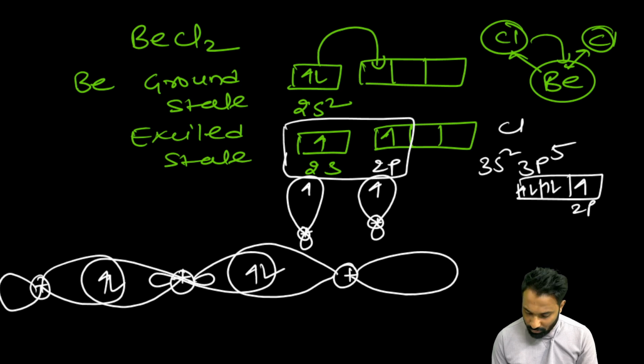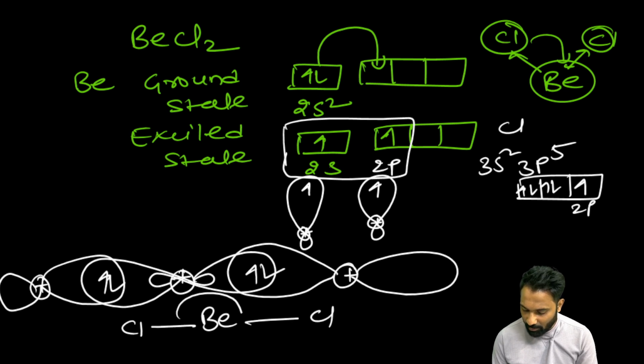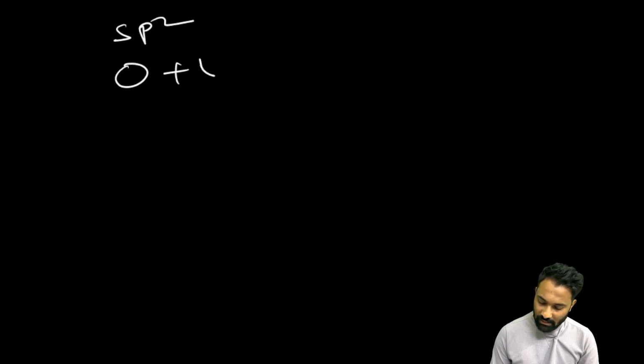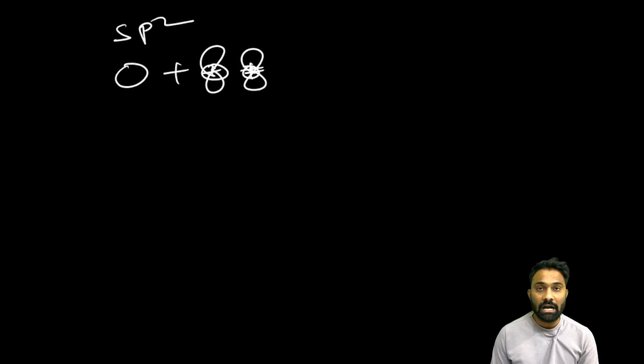Clear? Now this is BeCl2, this is Be and this is Cl and this is Cl, and the bond angle between them will be 180 degrees. In this manner sp hybridization is formed. Now coming to sp2. Here in sp2, 1s and 2p orbitals will be intermixed, leading to sp2.